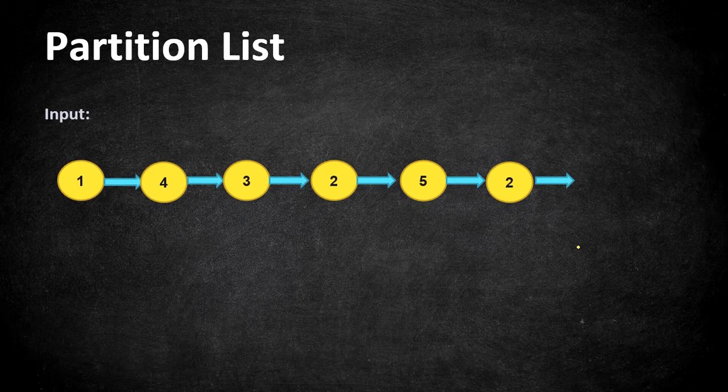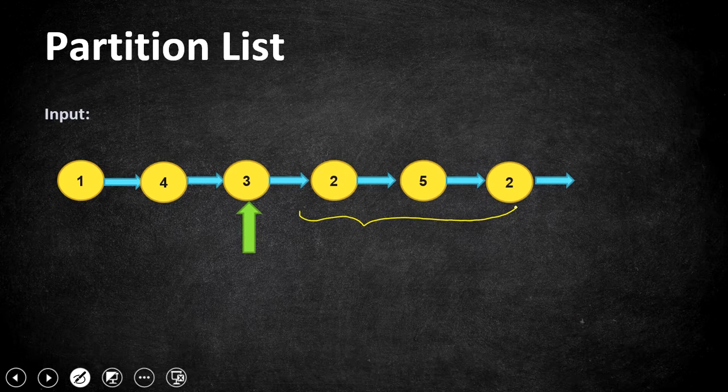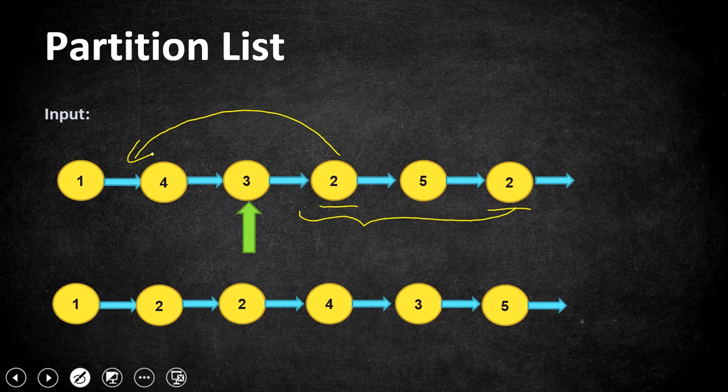So here is our given input list and the partition element is 3. Now we have to arrange the list in such a way that the elements less than 3 in the second half of the list should be moved to the first half of the list. If you observe the second half of the list, that is after 3, the elements less than 3 are going to be 2 and 2. Now if we shift the 2s to the first half of the list, they come before 4. So the list is going to become this: both twos came before 4, and then 4, then 3, and then finally 5, which is greater than 3.